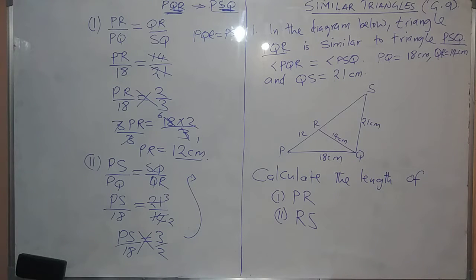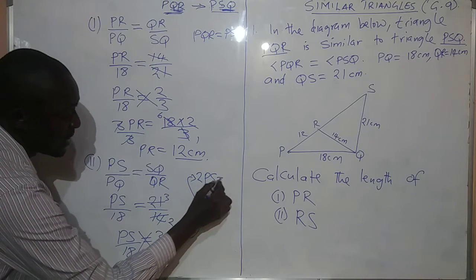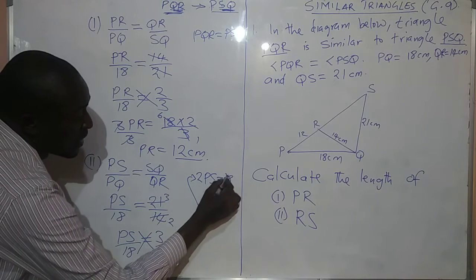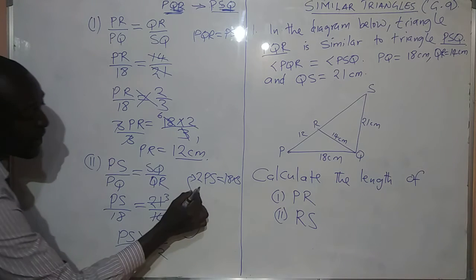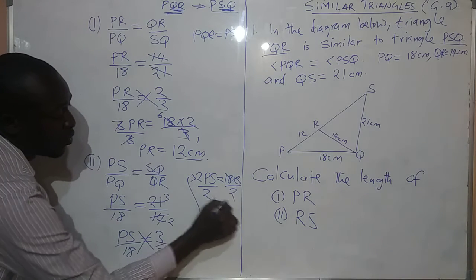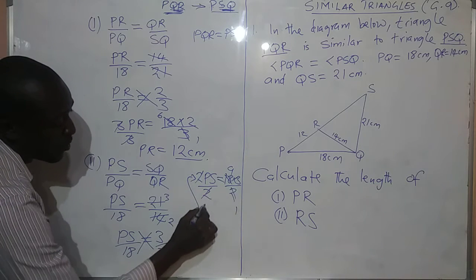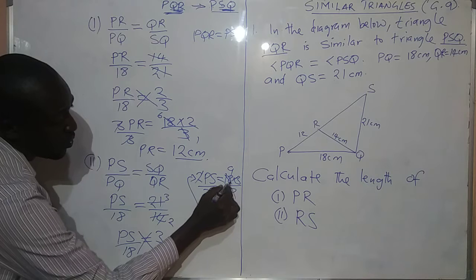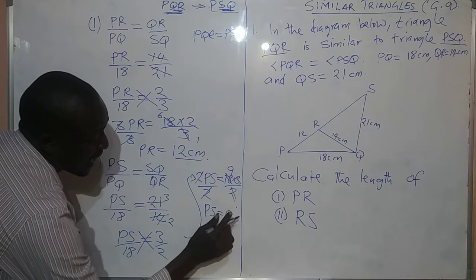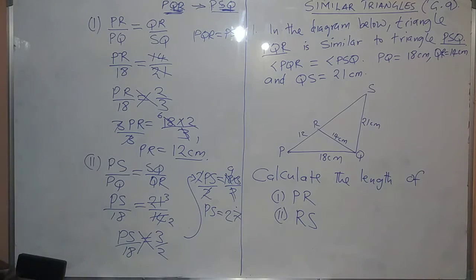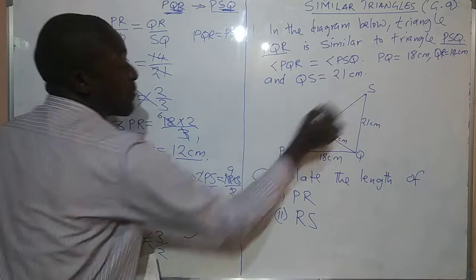When we cross multiply, we have 2 times PS, which is 2PS, equal to 18 times 3. Then we divide both sides by 2. 2 into 18 is 9. So PS will be equal to 9 times 3, which gives us 27. So PS is 27, from here all the way up to there.